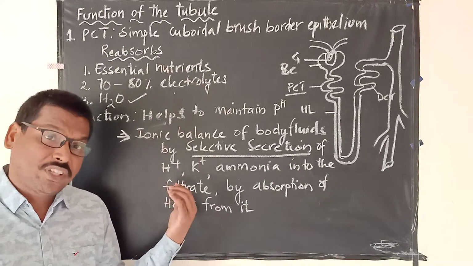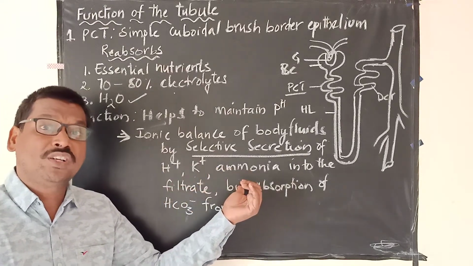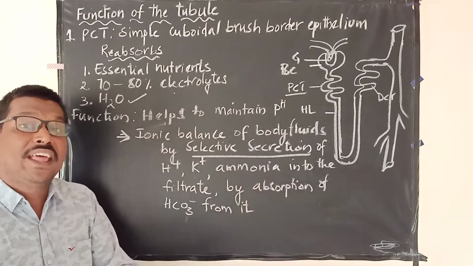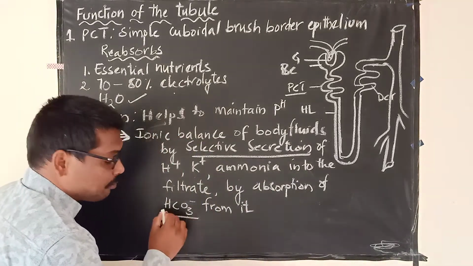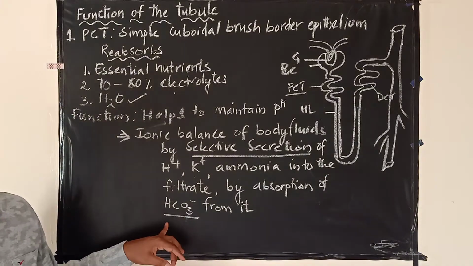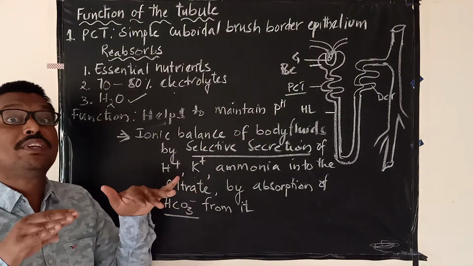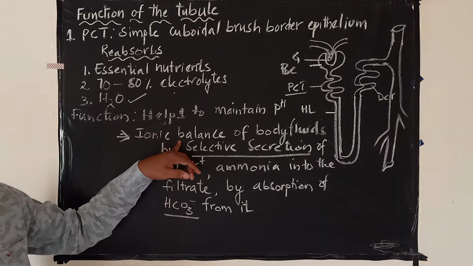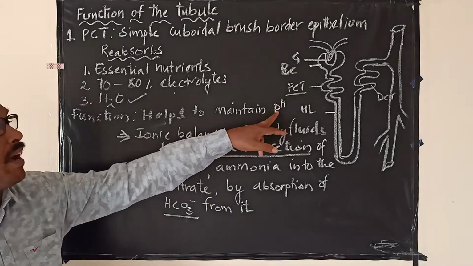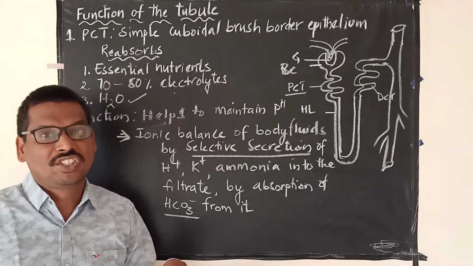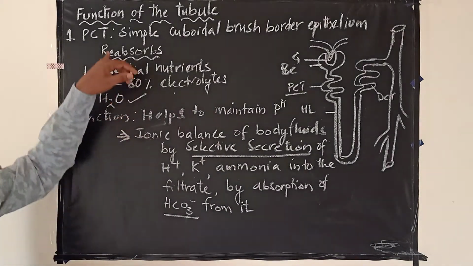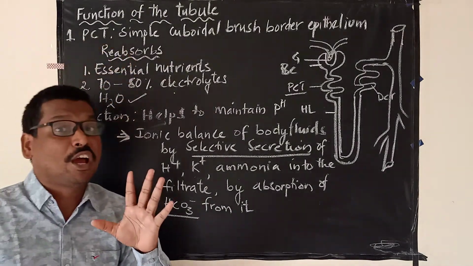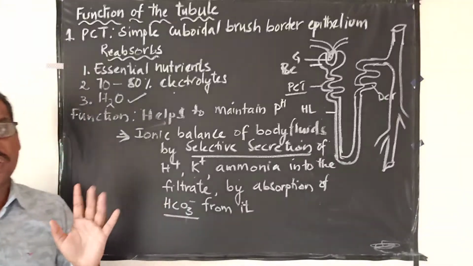Secreting the H plus ions, potassium ions, ammonium ions into the filtrate, and then from the filtrate it is taking back what now? The bicarbonates. Very, very important, we have to keep in mind. So in this way it will try to maintain the ionic balance and thereby maintain the pH of the body fluids. These are the points that we have to keep in mind when we are discussing the proximal convoluted tubule.